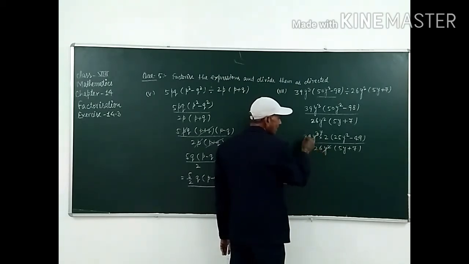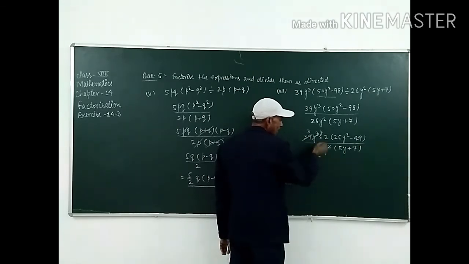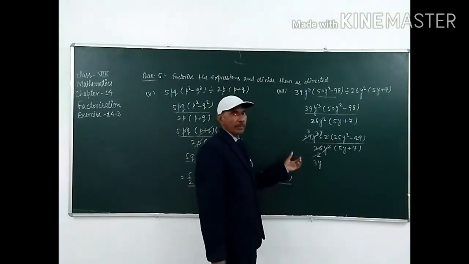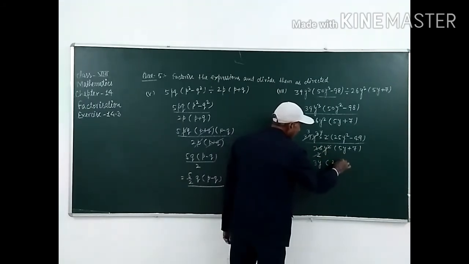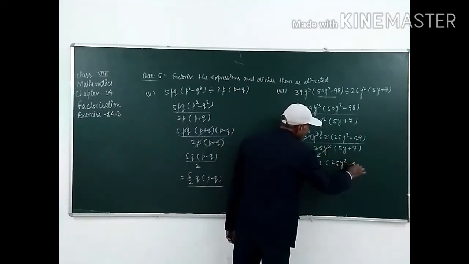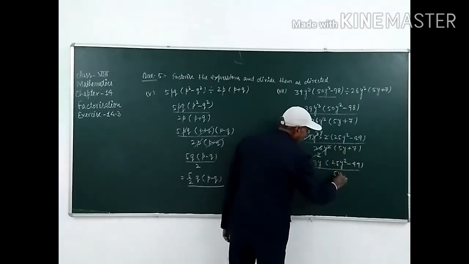And these 39 and 26, students, are multiples of 13. So 13 times 3 is 39 and 13 times 2 is 26, and this 2 is cancelled by this 2. And in this part, students, 3y and this one, 25y square minus 49, divided by 5y plus 7. Only 5y plus 7 will remain.